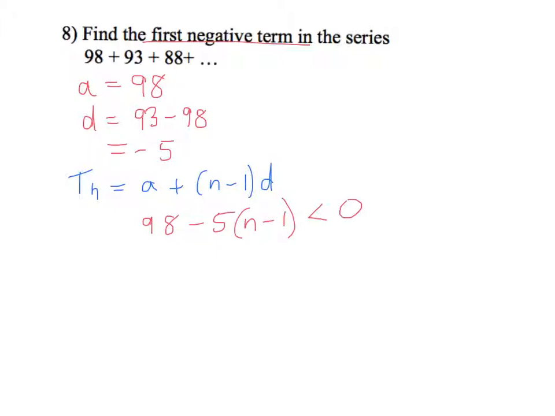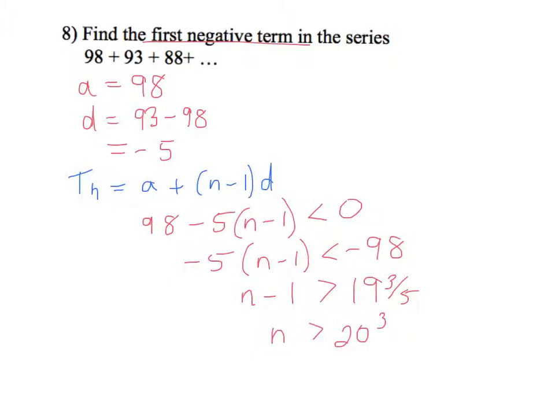Alright, so let's maybe move the 98 over to the other side of the equation, sorry, the other side of the inequality. We're going to divide both sides by -5, and remember, when you divide an inequality by a negative number, you reverse the inequality. So we end up with 19 3/5, and then we get a +1. So n has got to be greater than 20 3/5. And remember, n is an integer, so therefore n has to equal 21. It's going to be the first integer greater than 20 3/5.